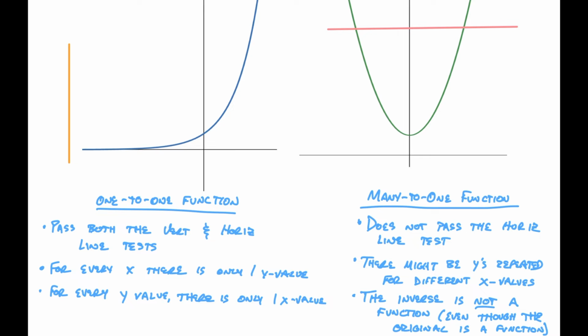So that's the key indicator of this many-to-one and the one-to-one functions. The one-to-one functions have an inverse function. The many-to-one functions, the inverse is not actually a function. It doesn't meet the qualifications to be considered a function.